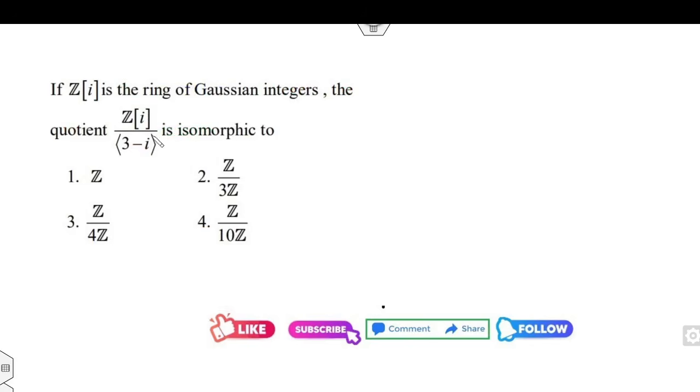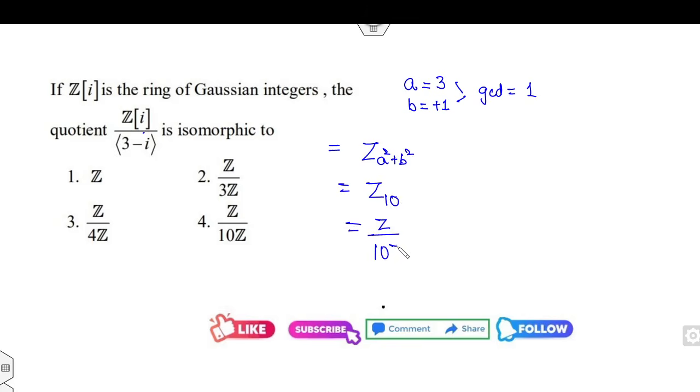Now look at that. What is A? A is 3. B is 1 or minus 1. Fine. What is the GCD of this? GCD is 1. So therefore this group is isomorphic to Z of A square plus B square. What is A square plus B square? It's Z of 10. So the right answer of this problem is D.